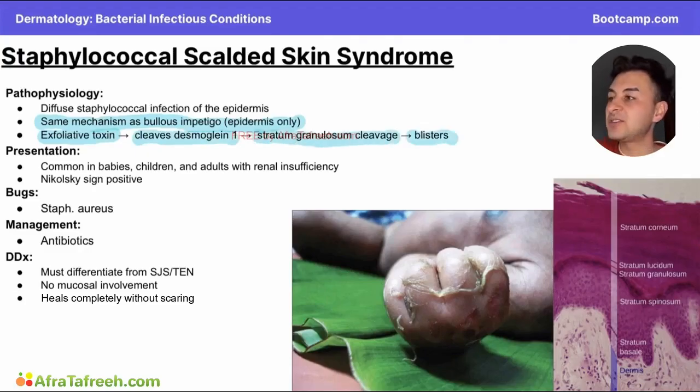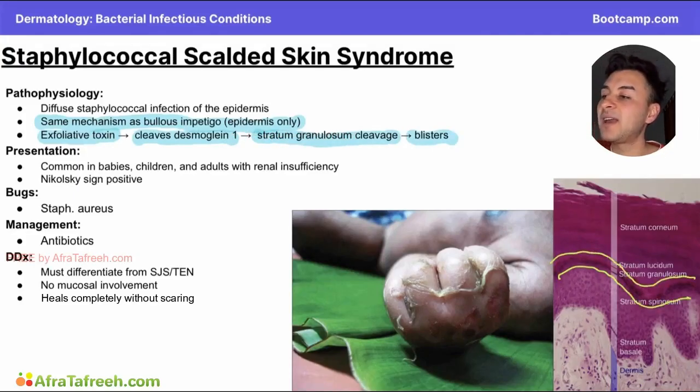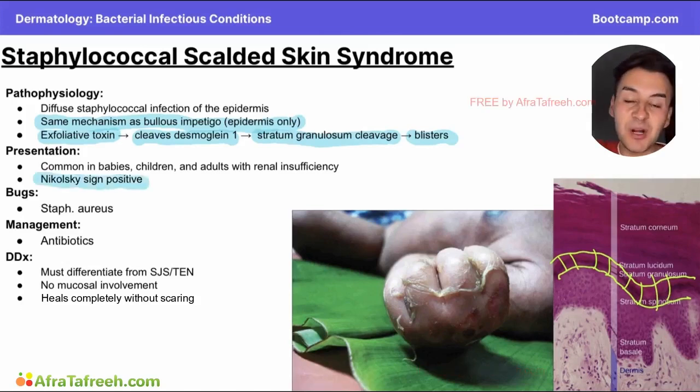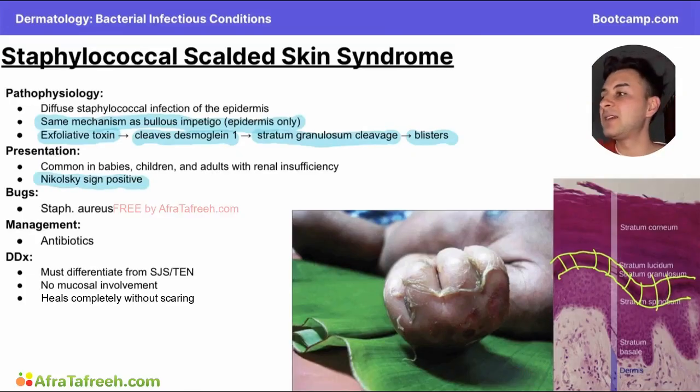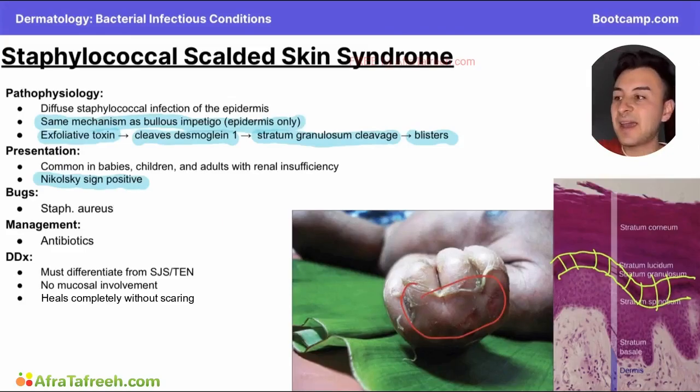So just to recap, we have stratum granulosum, which is right between this green area that I'm going to be highlighting here. And we have a lot of desmosomes in this area. And the desmoglein 1 of these desmosomes is killed by the exfoliative toxin, and that leads to Nikolsky sign positive blisters, which you guys will remember are when we barely tap on the blister and it sloughs open and it basically erupts. So you'll notice here on this little baby that there is this humongous blister out on his hand, and it's just like completely sloughed open because it's Nikolsky sign positive.